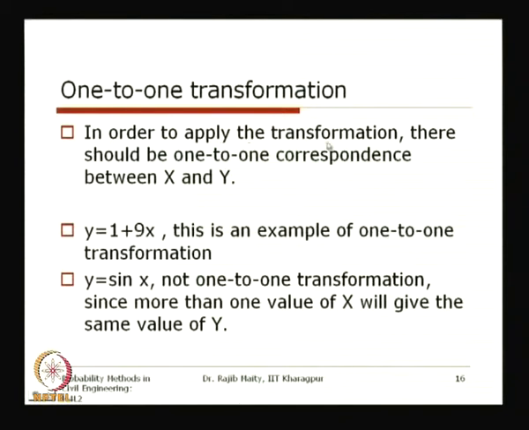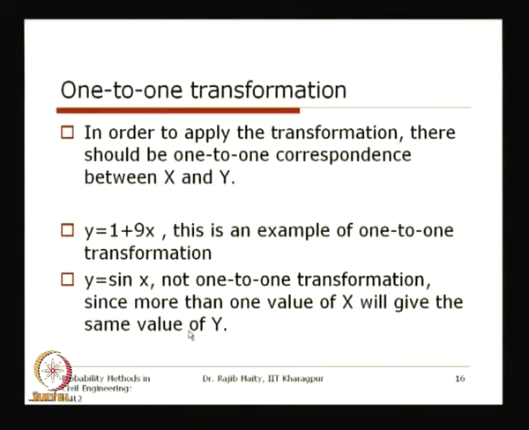In order to apply the transformation, there should be a one-to-one correspondence between x and y. Here is one example: y equals 1 plus 9x. If I take this example, you can see that for a specific value of y, only one value of x is there, and vice versa. So this is an example of a one-to-one transformation. Now, y equals sin x is not a one-to-one transformation, since more than one value of x will give the same value of y.